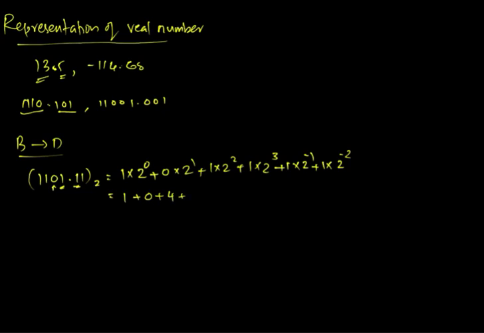4 plus 8 plus this 1 by 2, that is 0.5, plus 0.25, 1 by 4 is 0.25. So what we will get is 13.75. So that is the corresponding decimal number. So this is the way we convert a binary number to a decimal number.